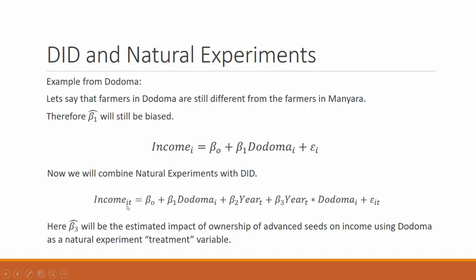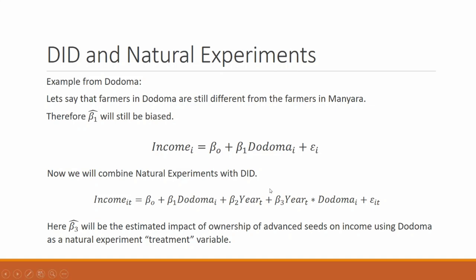measured across differences in people and across differences of time. So it's indexed by i and t. We're going to regress income on Dodoma, this Dodoma variable, which equals 1 if you live in Dodoma and equals 0 if you live in Manyara. And then year, so before and after, it equals 1 if the data comes from after the intervention, and it equals 0 if the data comes from before the intervention.